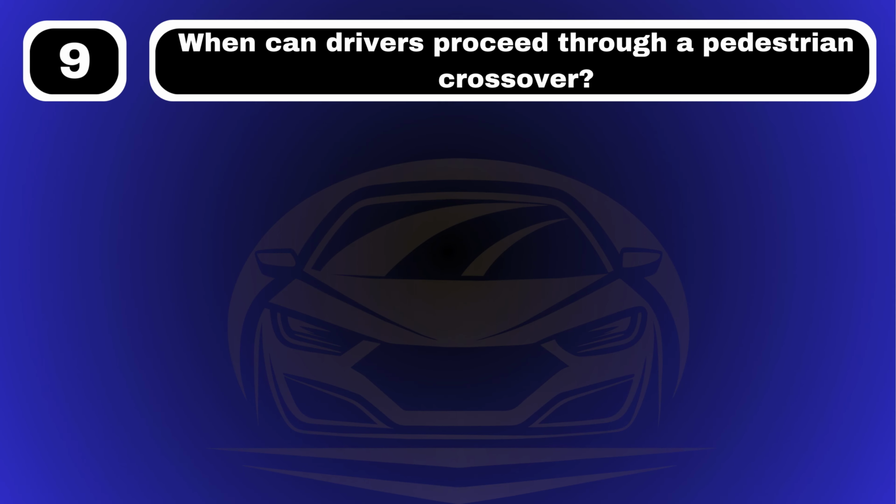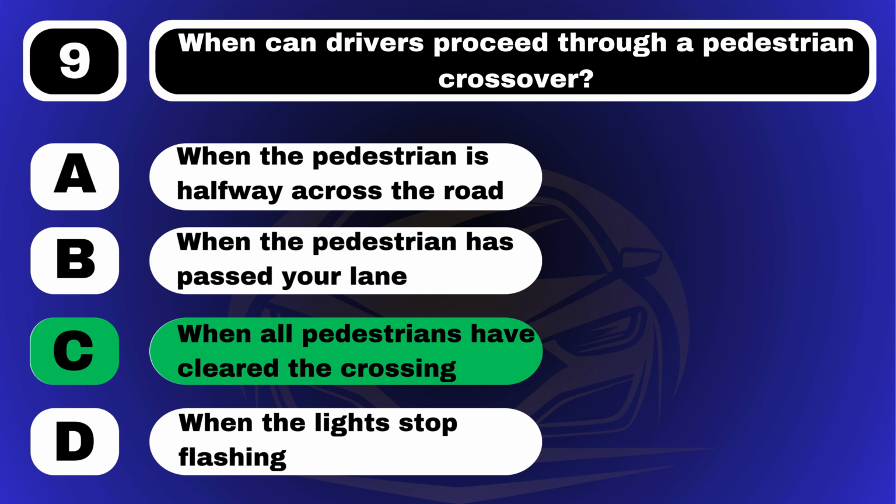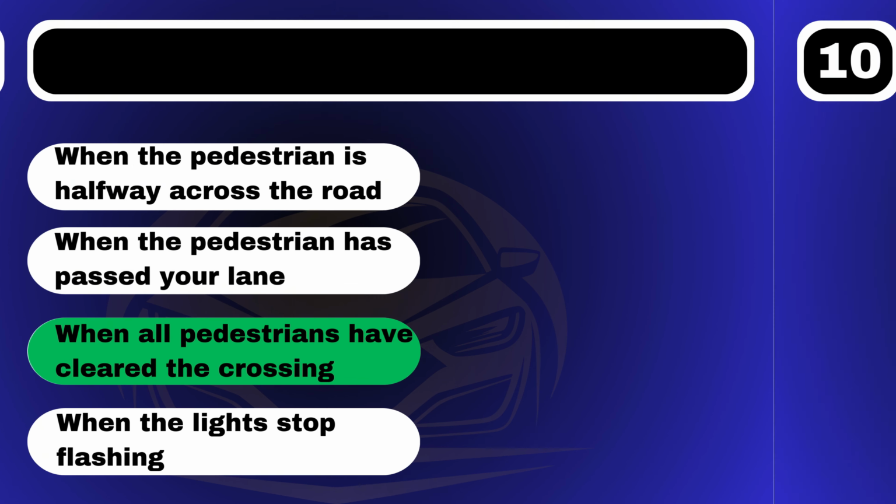Question 9. When can drivers proceed through a pedestrian crossover? A. When the pedestrian is halfway across the road. B. When the pedestrian has passed your lane. C. When all pedestrians have cleared the crossing. D. When the lights stop flashing. The answer is C. When all pedestrians have cleared the crossing.